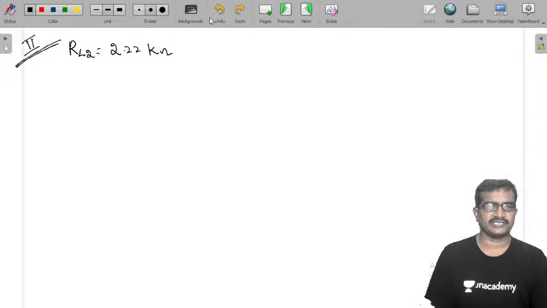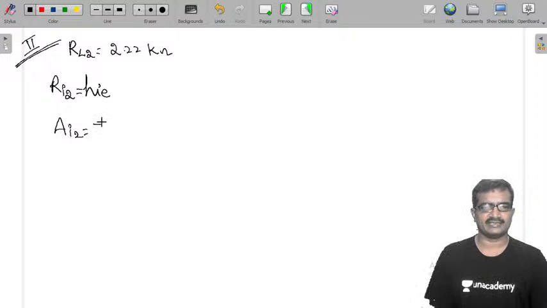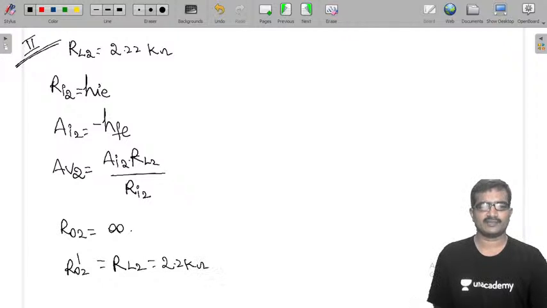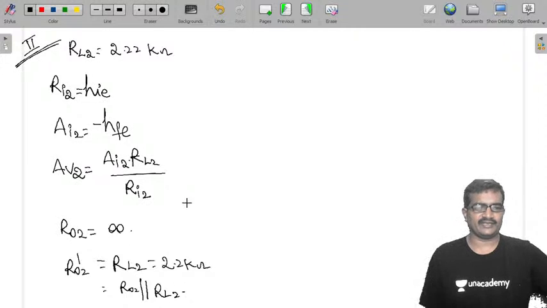Input impedance of second stage RI2 is HIE. AI2 is minus HFE. AV2 is AI2 into RL2 by RI2. After that, R02 is infinity, and R02 dash is RL2. Simply, it is 2.2 kilo ohms, because this is nothing but R02 parallel with RL2. That's it. It is infinity.